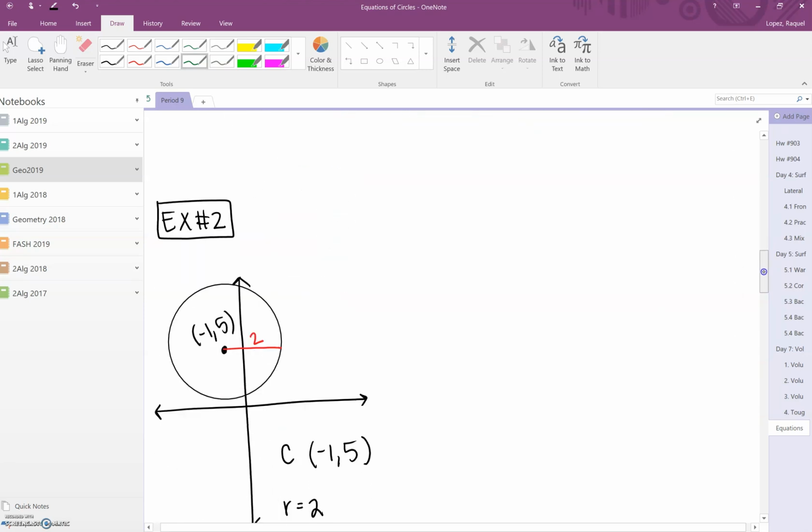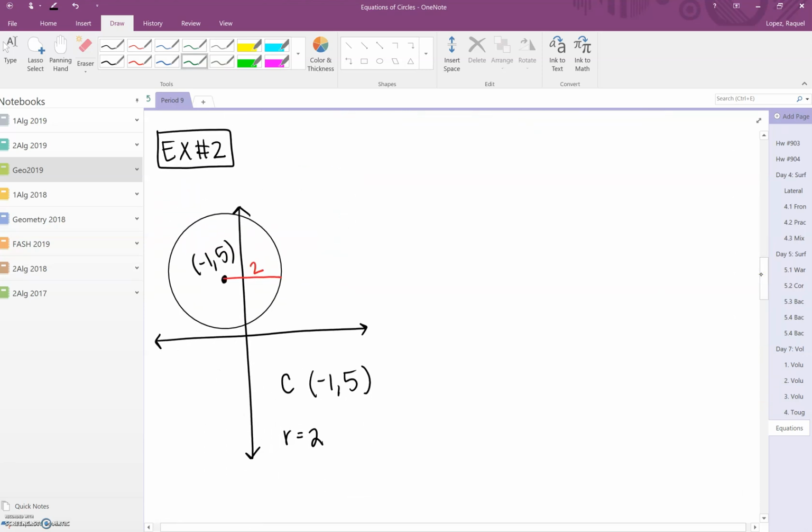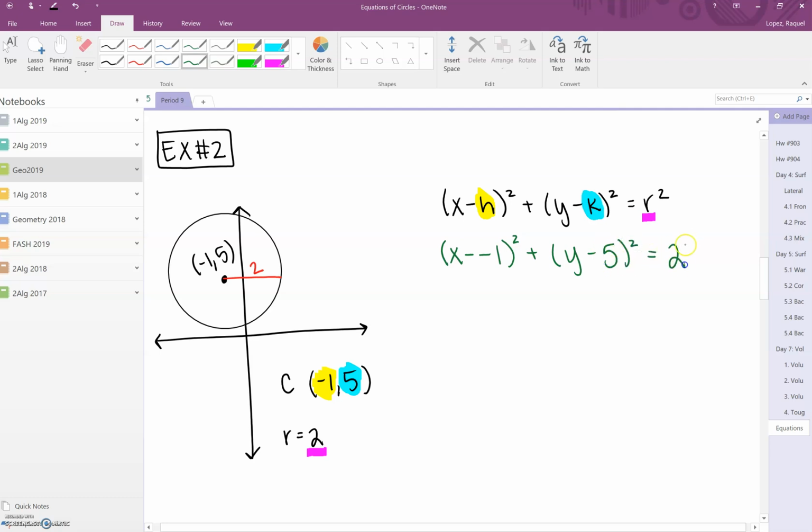Okay, let's try another example. Here's an example where the center is at (-1, 5) and the radius is 2. I like to write down the structure just at the top so that I know where I'm putting in my values. So this number, -1, is going to go in again for h. 5 is going to go in for k. And 2 is going to go in for r. Let's plug those values in. So I have x minus, because that's following the structure, -1 squared plus (y minus 5) squared equals 2 squared.